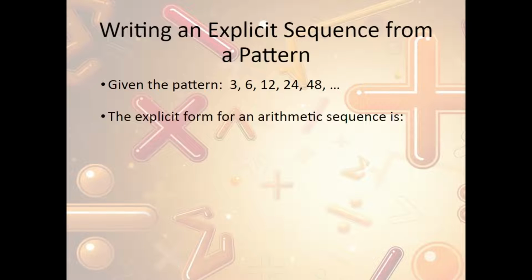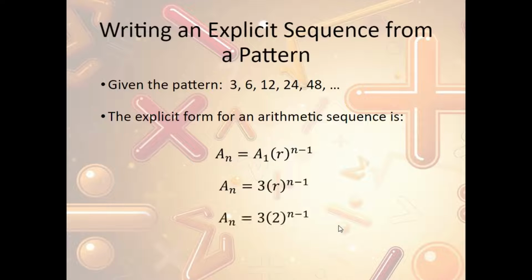So if we're given a pattern here, 3, 6, 12, 24, 48, we go ahead and fill this in. So a_n we don't know. We do know a_1 and we do know r. So a_n is equal to, the first one is 3, and the r value, we're multiplying by 2 each time, so r is 2. So this becomes 3 times 2 to the n minus 1.